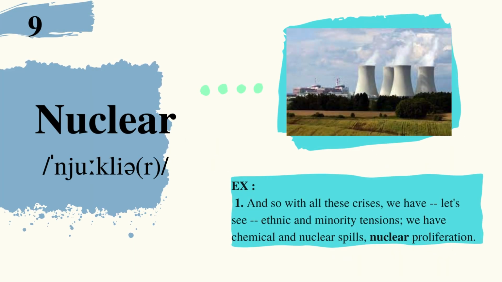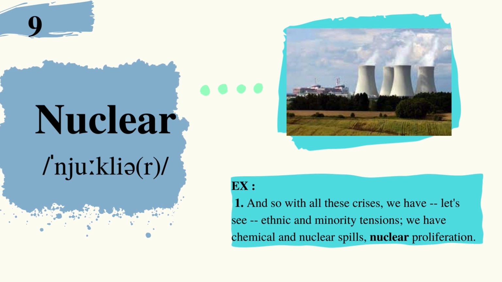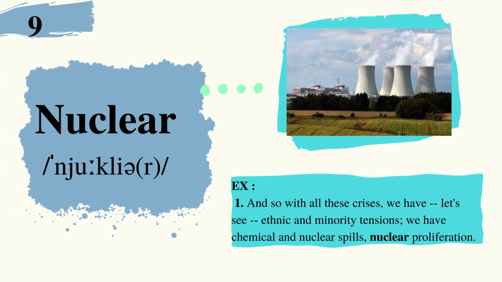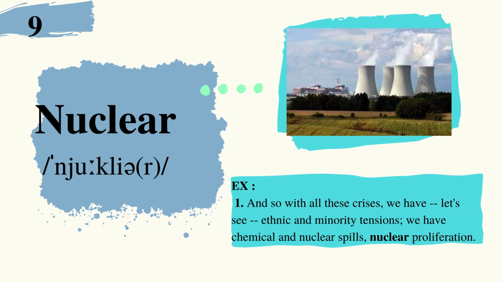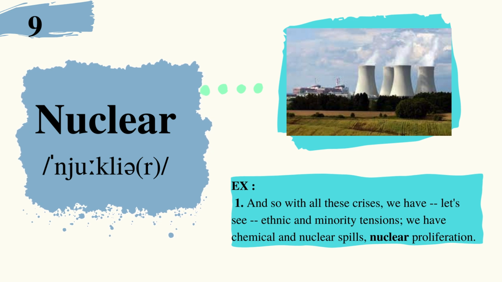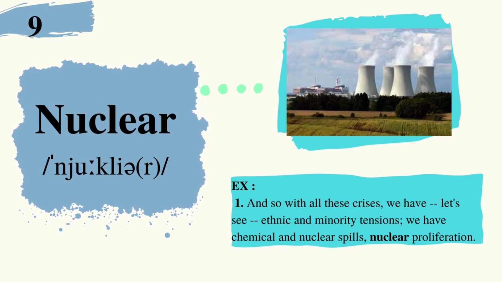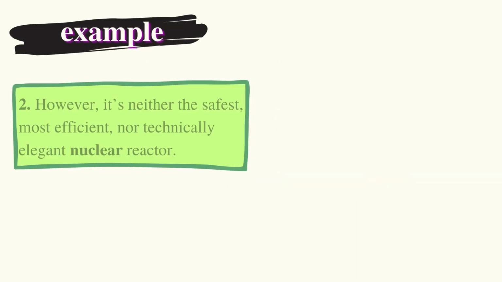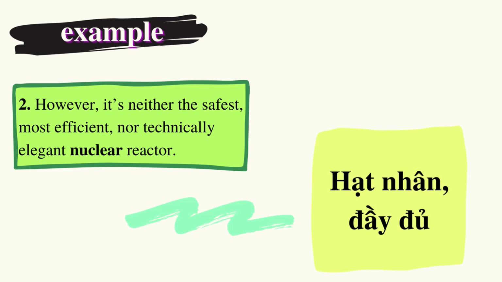9. Nuclear. Example. And so with all these crises, we have ethnic and minority tensions, we have chemical and nuclear spills, nuclear proliferation. However, it's neither the safest, most efficient, nor technically elegant nuclear reactor.